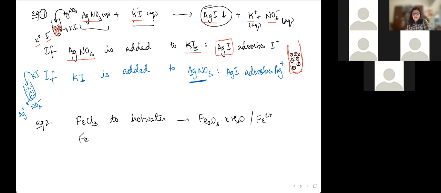And if I add FeCl3 to NaOH, a basic solution, so basically I have Na plus and OH minus in this, then we observe that this particular colloidal solution adsorbs OH minus ions because it's a basic solution. OH minus will be common to both, so you end up adsorbing this. Ma'am, I didn't get it.